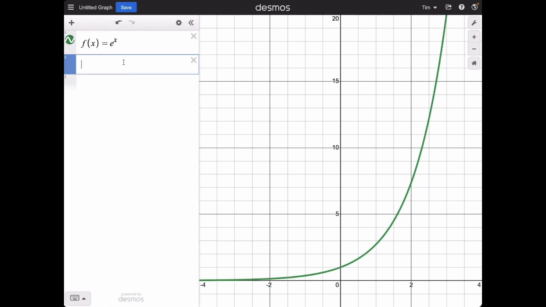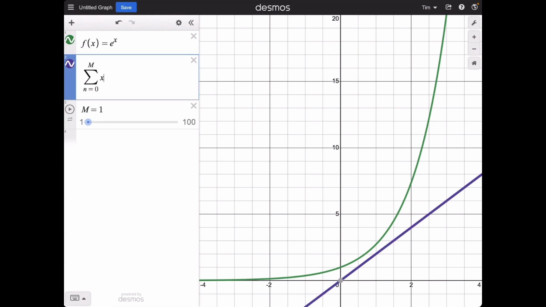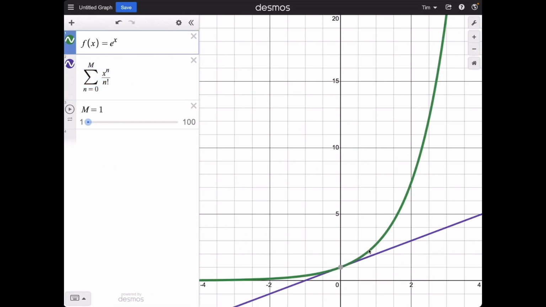And now we'll put in the Maclaurin series we just found. It's the sum from 0, and again, I can't put infinity here, so I'll just put m. And then let's add a value for m. Let's just do 1. Then we'll make this into a slider from 1 to 100. And inside the summation here, we have simply x to the n divided by n factorial. As we take more and more terms for the Maclaurin series, we'll see that the graph of the Maclaurin series, this purple graph, starts to look more and more like the graph of e to the x. Check it out. Taking more and more terms, that graph matches up with e to the x.